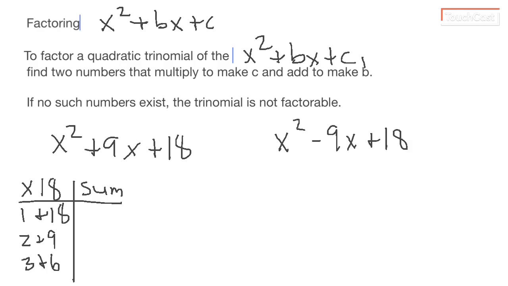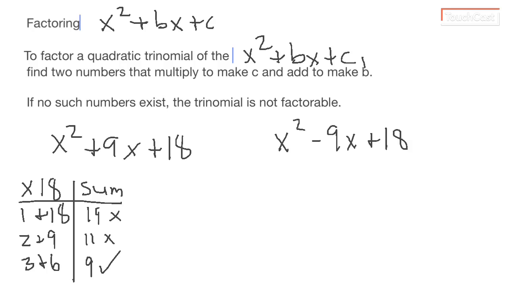If I added 1 and 18, that's going to make 19, which is not 9, so that's not what we're looking for. If I added 2 and 9, they make 11, which again is not 9. I do know, though, that 3 and 6 add to make 9. So those are the numbers we're going to use.